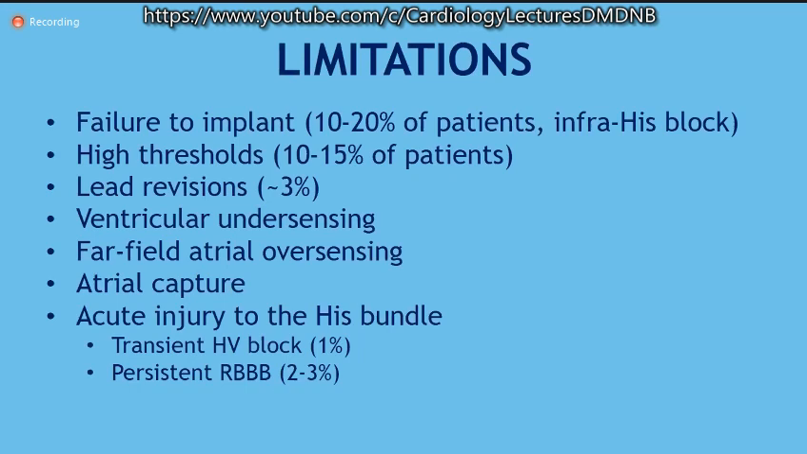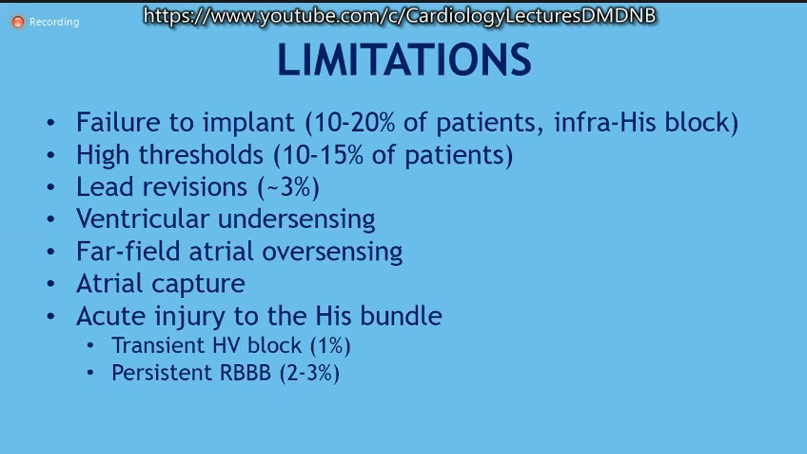Sometimes there would be a failure of implant in about 10 to 20% of patients because of infra-Hisian block. You might end up with a higher threshold in 10 to 15% of patients. 3% of patients might require lead revisions. Ventricular undersensing would be there because of small R waves. You would have far-field atrial oversensing. You'd sometimes have atrial capture because you're primarily pacing from the atrial side, or from the right atrium.